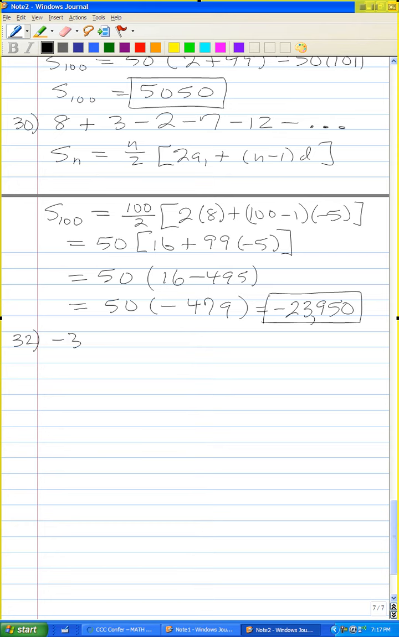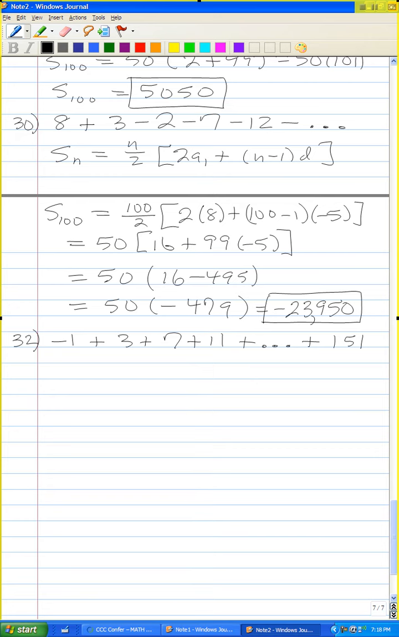Negative 3, 0, 3, 6, etc. In exercises, wait. I wrote down the wrong thing. Problem 32. Negative 1, 3, 7, 11, 151. In exercises 31 through 33, find the sum of the arithmetic series.